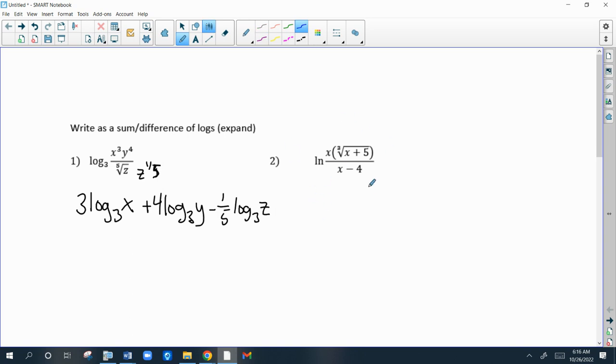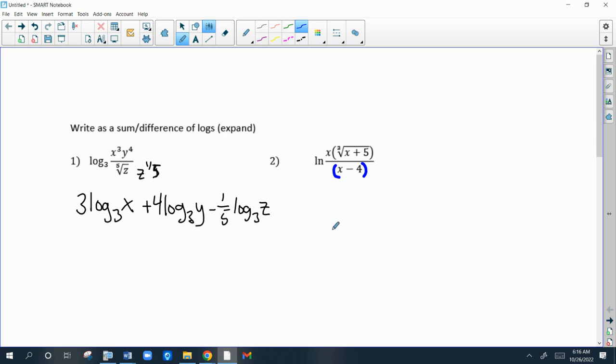Do the same thing with this one. The one thing on this one is that x plus 5 and the x minus 4 are single expressions, so you just keep those together. You can't split a log across a sum or a difference, only across a multiplication, the x times, and the division, the divided by x minus 4. So you have to think of this x minus 4 as what you're dividing by, one single term.